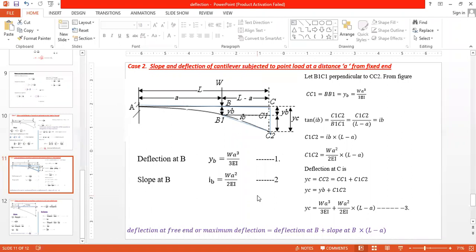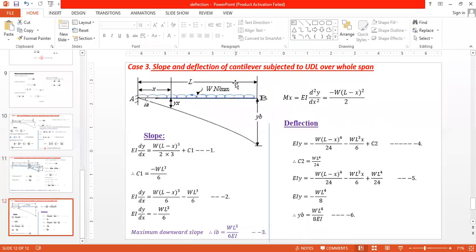Now the next case is slope and deflection of a cantilever subjected to UDL. This may not be finished; I will start this and finish it in the next session. Slope and deflection of the cantilever subjected to UDL over the whole span. That means a cantilever is there, and it is subjected to a uniformly distributed load.